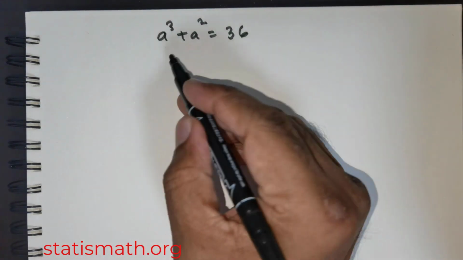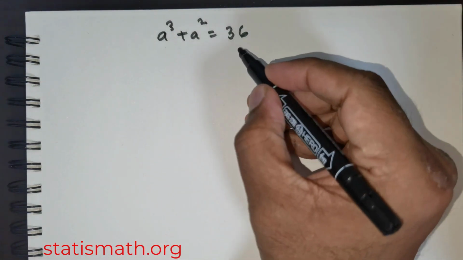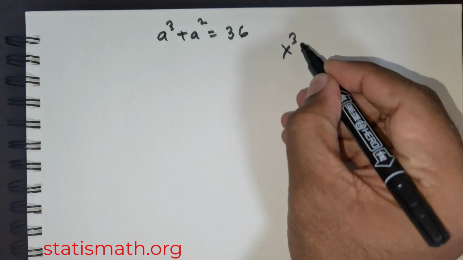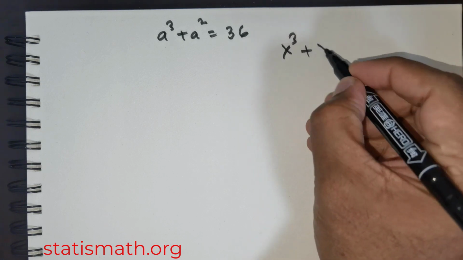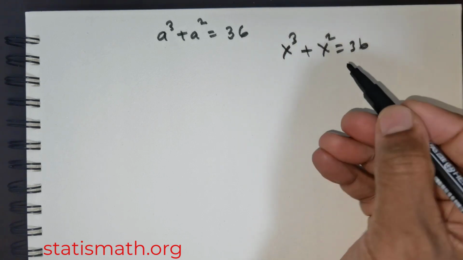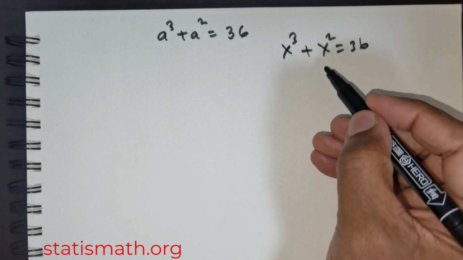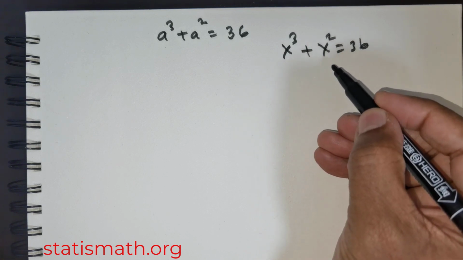Hi everybody, we are expected to solve a cubed plus a squared is equal to 36. Just visualize this in this form, x cubed plus x squared is equal to 36. Clearly we would like to know the number of solutions that this equation can produce.